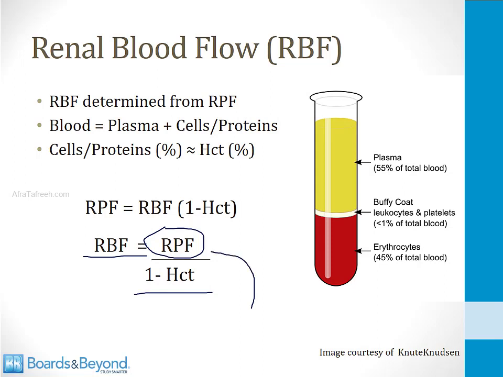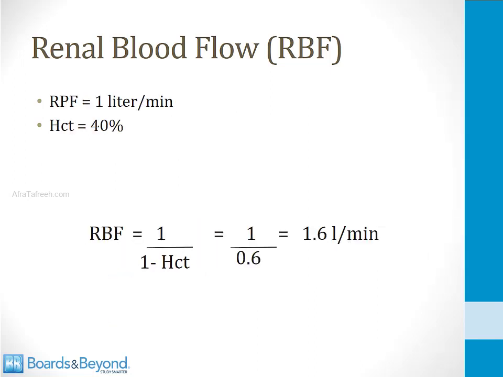So for example, if we knew the renal plasma flow from an experiment using para-aminohippuric acid, and we also knew the hematocrit, we could then calculate the renal blood flow. An example of this calculation is shown on this slide. If we knew the renal plasma flow were 1 liter a minute and the hematocrit was 40%, then the renal blood flow is 1 over 1 minus the hematocrit, or 1 over 0.6, which is 1.6 liters per minute.